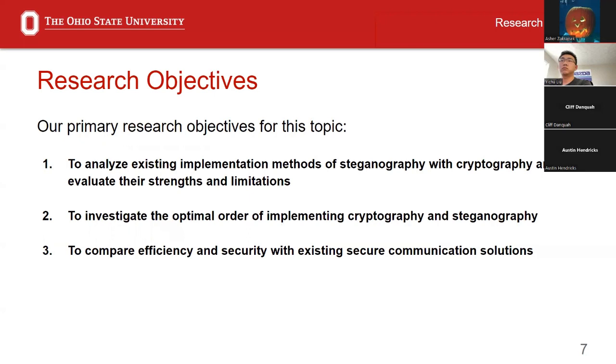Thank you, Cliff. My name is Austin, and I'll be going over the research objectives that we had looking at this topic. So our primary research objectives were first to analyze existing implementation methods of steganography with cryptography and evaluate their strengths and limitations. Secondly, was to investigate the optimal order of implementing cryptography and steganography. And third was to compare efficiency and security with existing secure communication solutions.